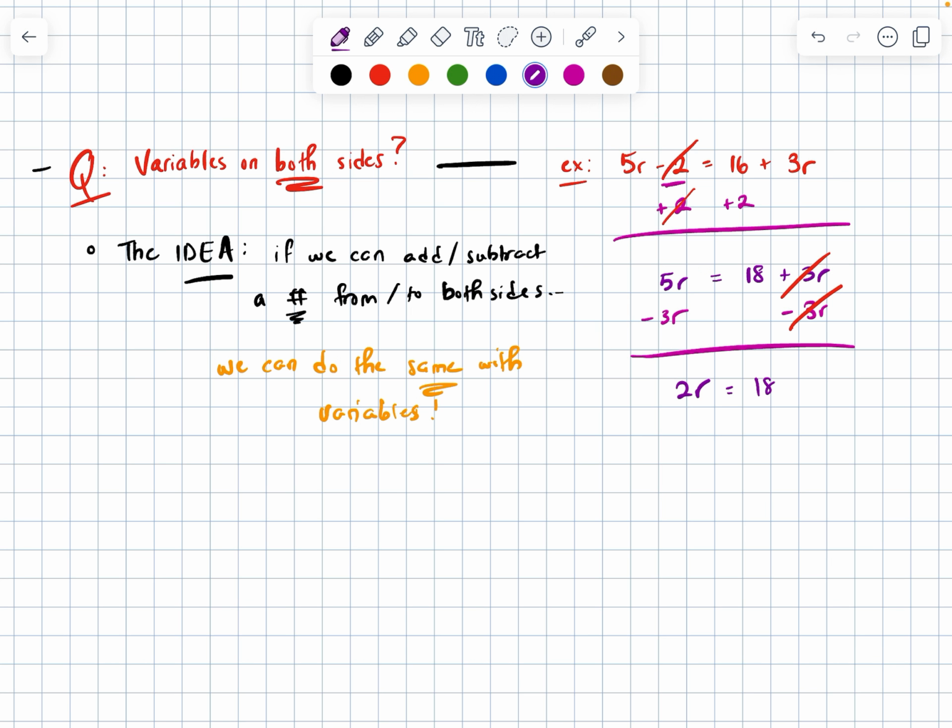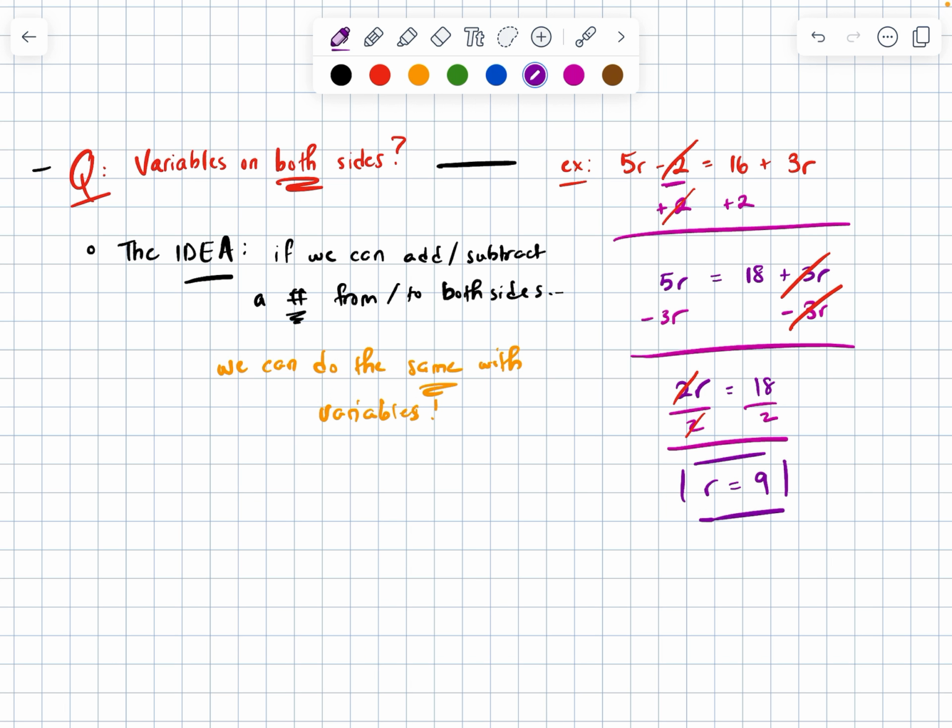And from here, would you look at that? I'm in territory that I've already tread. I know what to do. I want 2r equals 18 to become r equals something. The thing standing in the way of that is that 2. The way that I can get rid of it is using my inverse operations. The opposite of multiplication by 2 is division by 2. So let's cancel out our 2's by dividing both sides by 2. It turns out that r is just equal to 18 over 2, which reduces to 9.